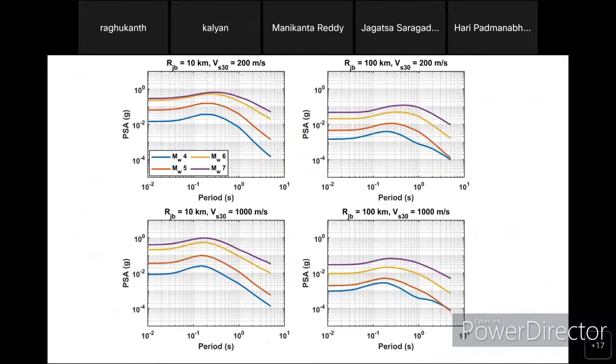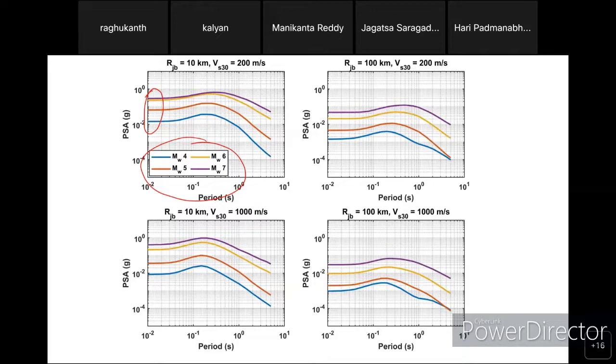And then when you try to plot, say, magnitude 4, 5, 6 and 7 also, you can see the patterns nicely, all the patterns emerge, and the magnitude saturation, so the PGA gets saturated, okay? So all those things you can easily verify in the near field. This is at 10 kilometers and this is at 100 kilometers. So you can see all the physical patterns, how the response spectra behave with magnitude, how they behave with the distance. These outputs are perfectly fine.